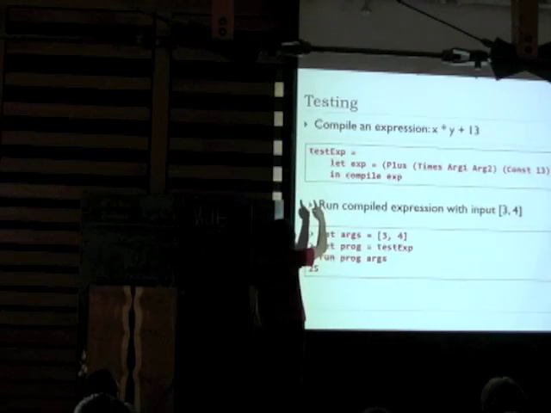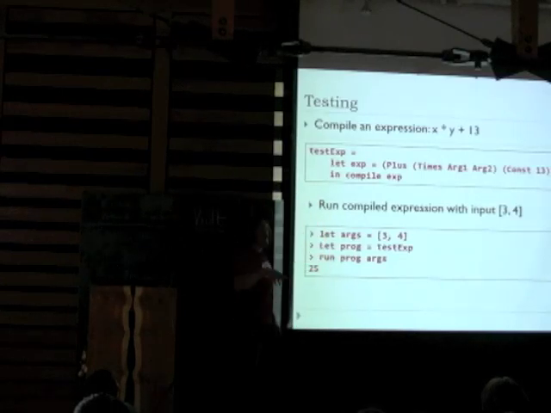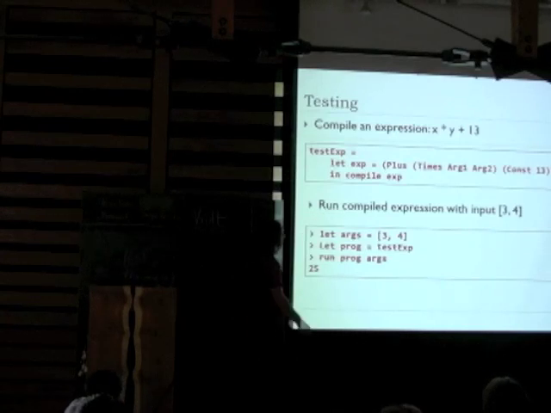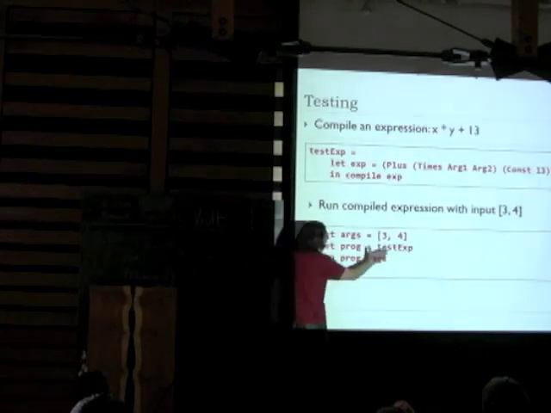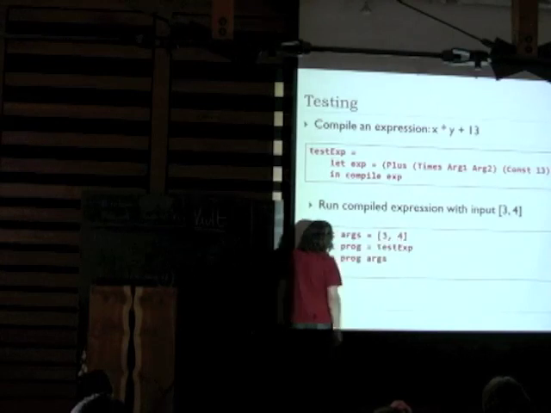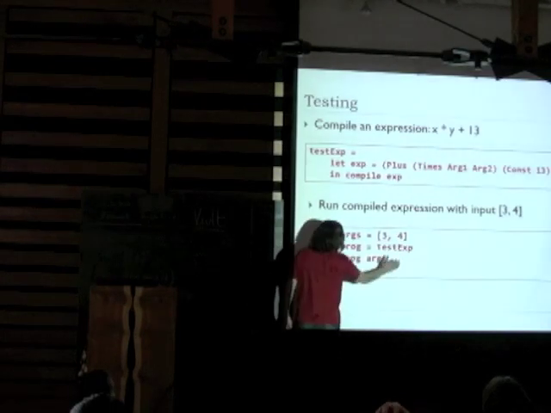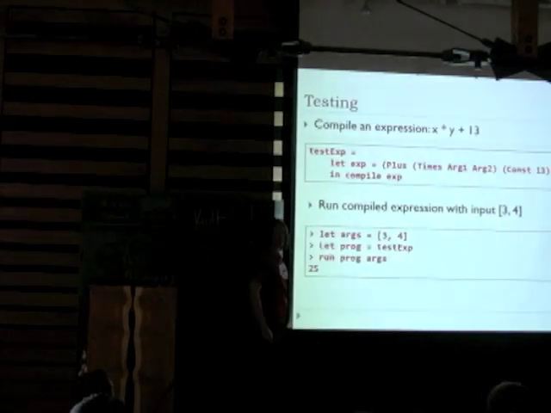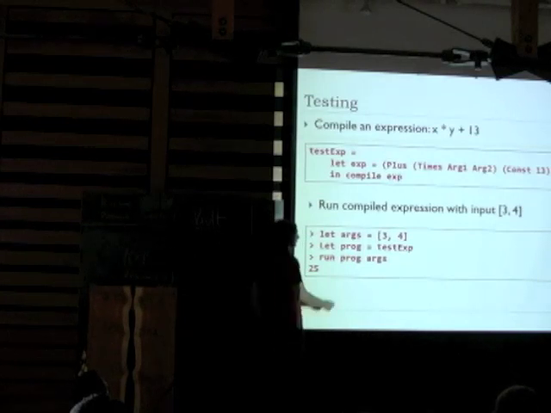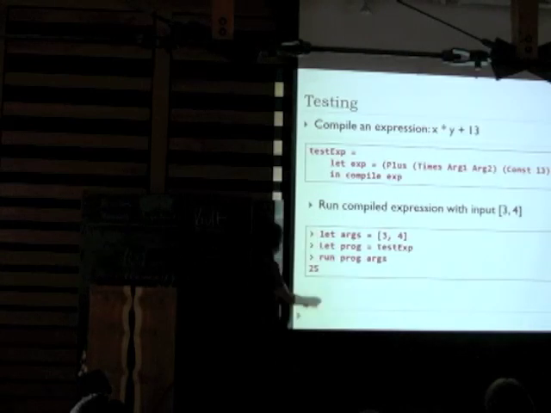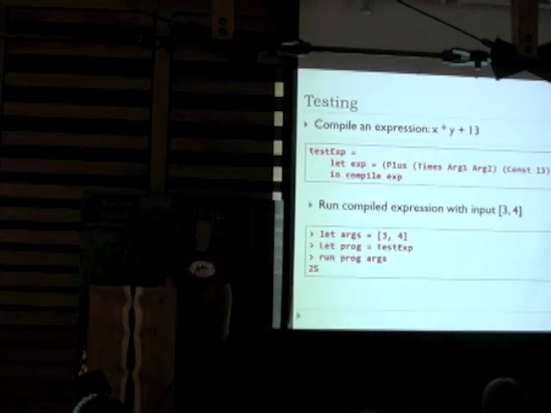So test expression returns an action that evaluates this expression. So here I'm evaluating it. These are my arguments, 3 and 4. I call test expression to get my program, my compiled program. And then I run my compiled program with these arguments and I get the result. So this thing works.